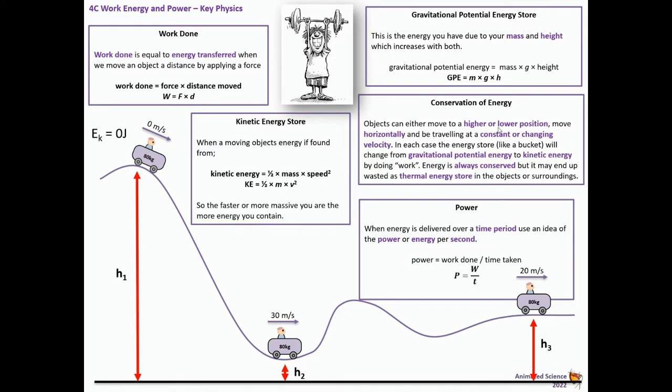So the two can constantly change, but the conservation of energy law is always conserved. So it might end up wasted as thermal energy in the surroundings, or you get hot wheels, that kind of thing, but it's got to go somewhere. Power is just when energy is delivered over a time period, so you should be able to use the idea of power, which is work done over time taken. So there you go, work, energy, power, all the key formulas.